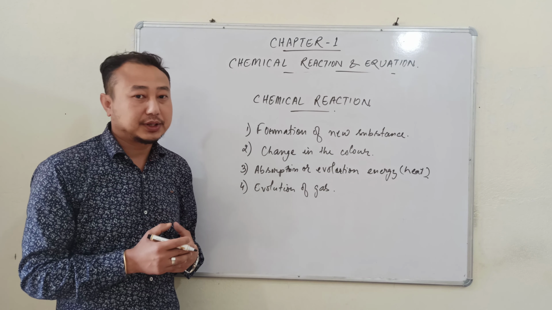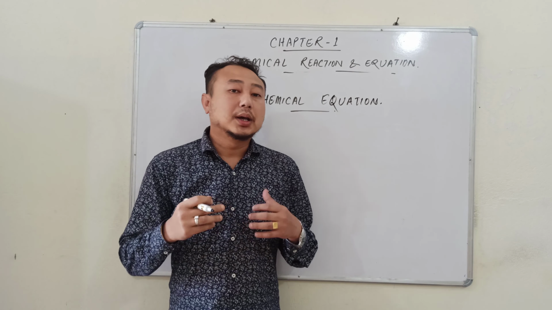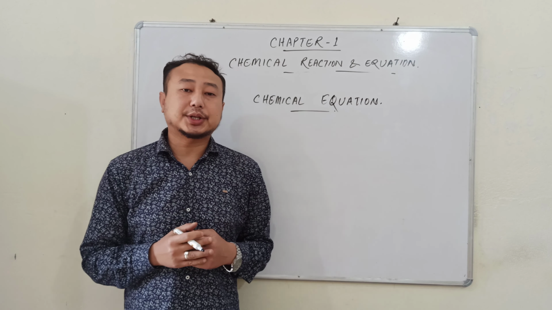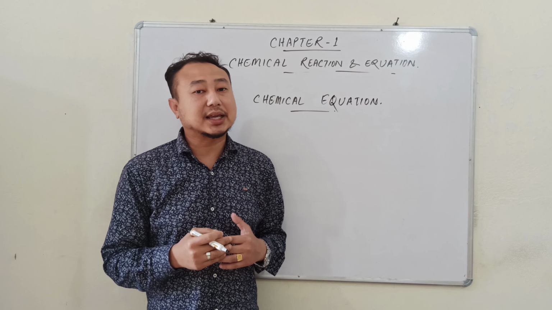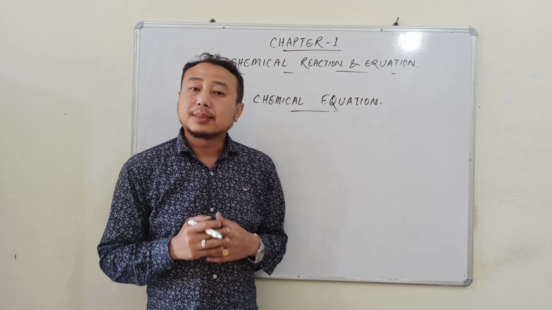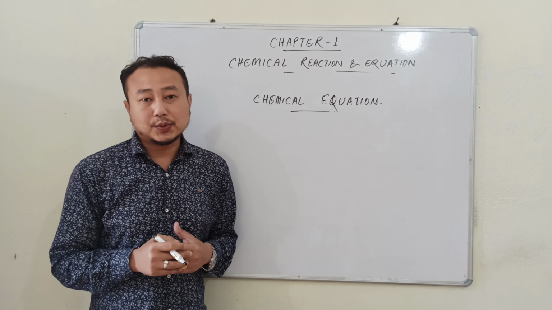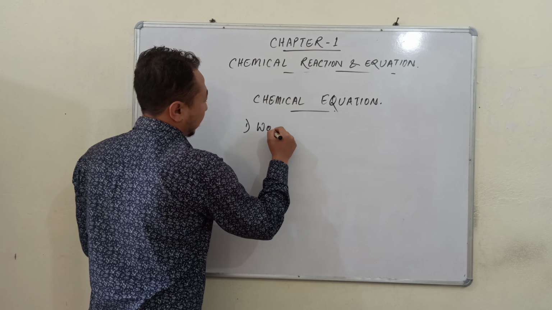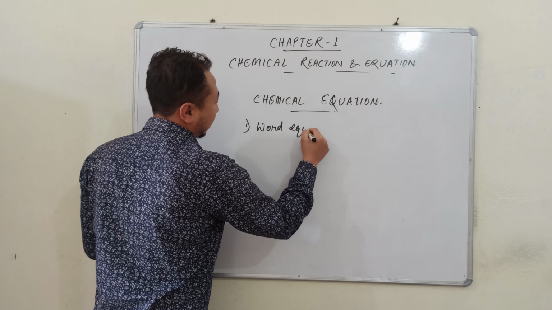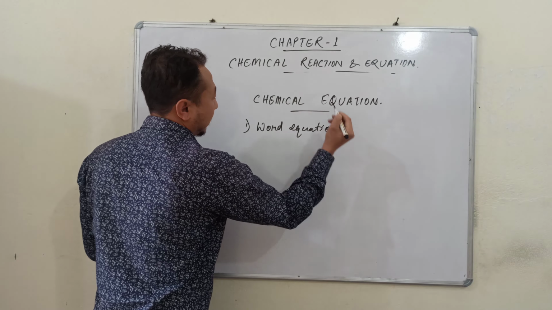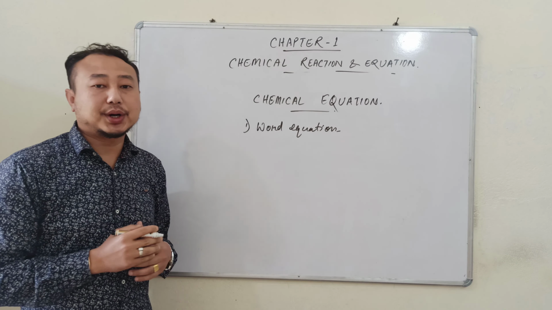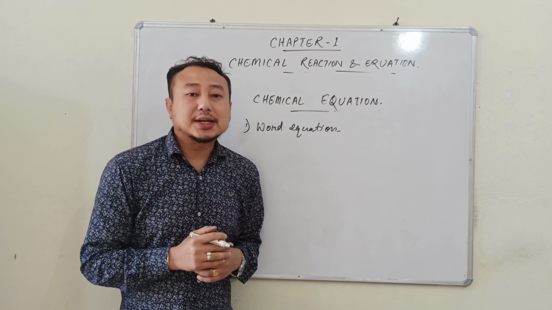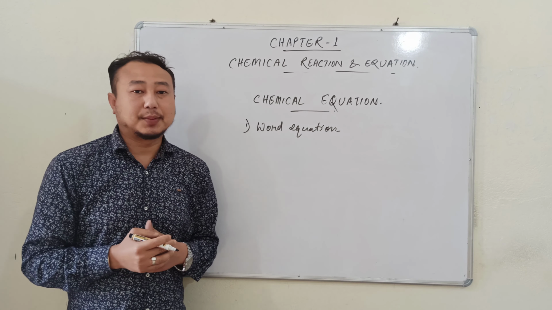Now, let us see about the chemical equation. Chemical equation is a short representation of a chemical reaction that is taking place in our surrounding. There are different types of chemical equations. First one, let us see. The first one is known as the word equation. To understand this word equation, let us take up one example.